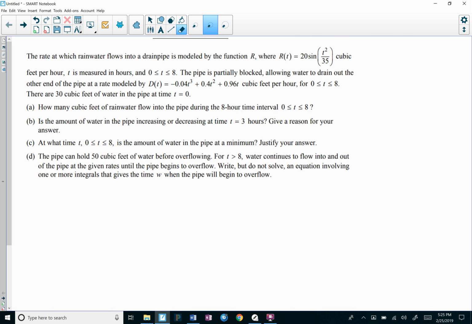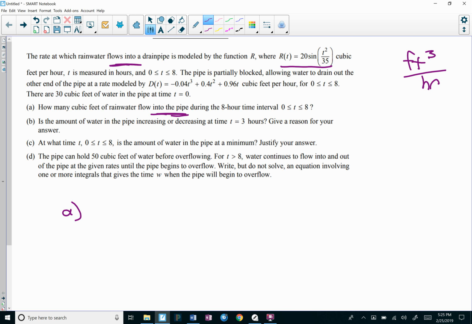Okay, part A is how many cubic feet of rainwater flow into the pipe during the 8-hour interval. In our model, R of T is the rate at which water flows in, so we're not even looking at D of T right now. Remember that's the rate, that's the derivative, so we want the antiderivative. This is the rate, cubic feet per hour.